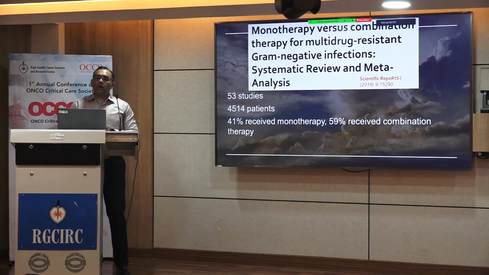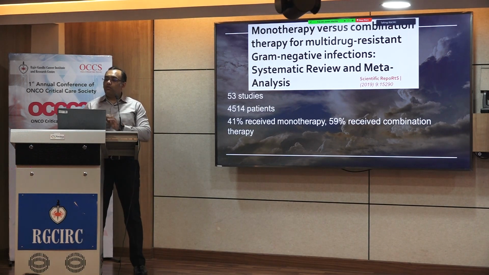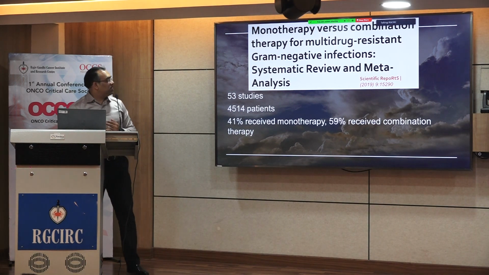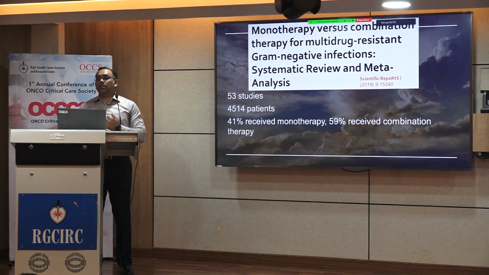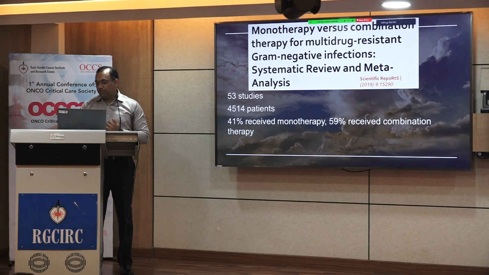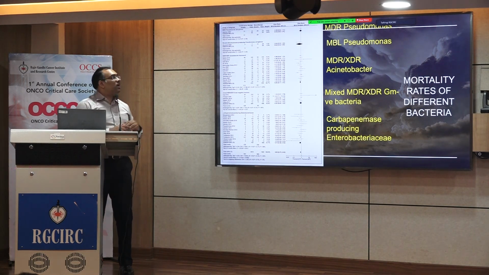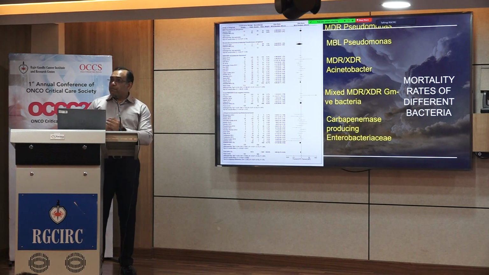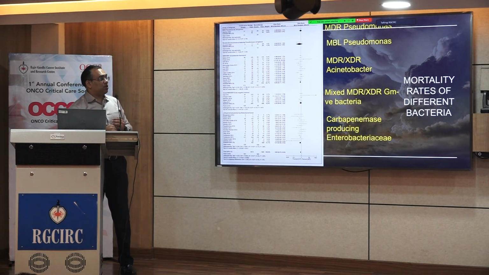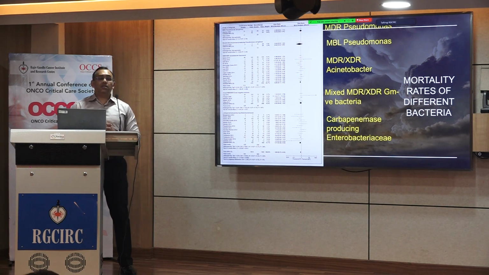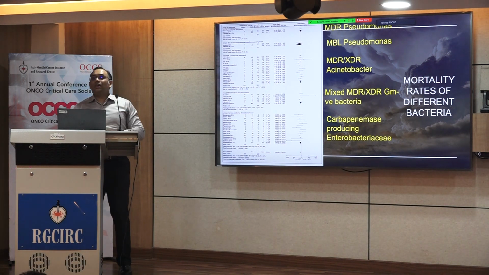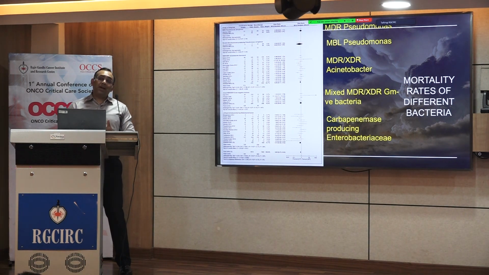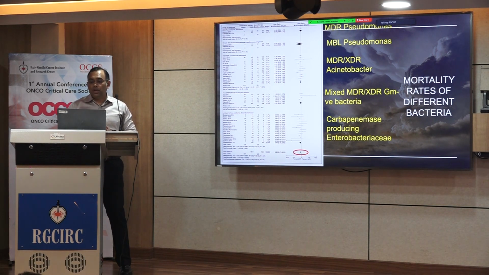Then another review looked again at multi-drug resistant gram-negative infections, in 2019. There were 53 studies, 4,500 patients, and among these 41% received monotherapy and 59% received combination therapy. They looked at various organisms: MDR Pseudomonas, MBL Pseudomonas, MDR XDR Acinetobacter, mixed gram-negative bacteria, and CRE. What they found was that in almost all categories of organisms, the combination therapy had a better outcome as compared to monotherapy.